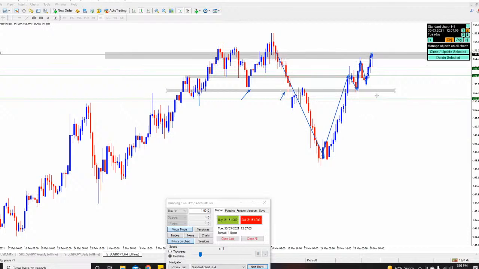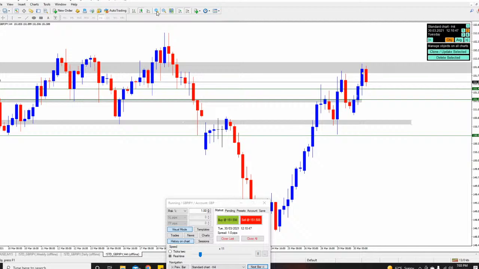Would you have felt comfortable taking an entry in the previous candle, considering we are in such a bullish movement? I took an entry on this candle, so are you talking about this candle? The one after the one that you entered. Yes, this one? Exactly. Yeah.